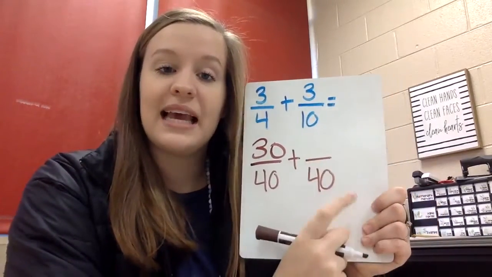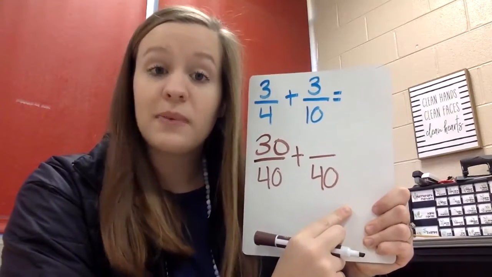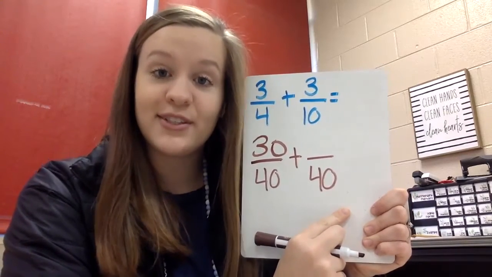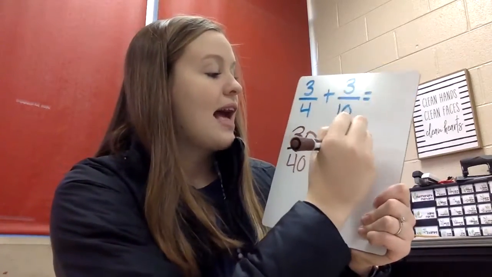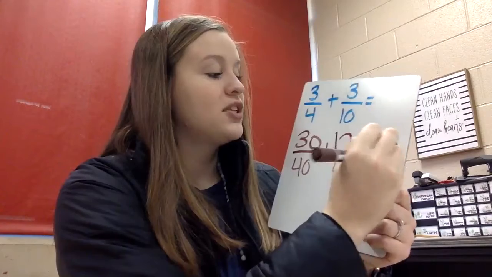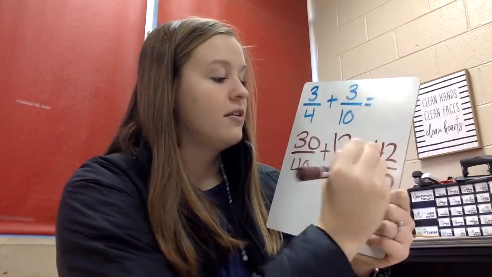How did I get from 10 to 40? I multiplied by 4. Whatever I do to the bottom, I must do to the top. So now I have 3 times 4. I get 12. I add, and I have 42 over 40.